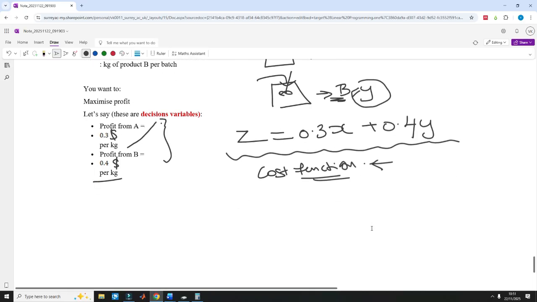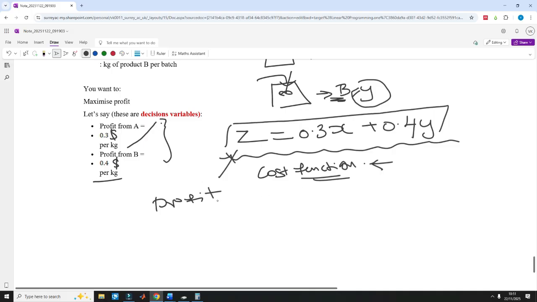In an LPP problem, first we have to obtain this function, which is called the cost function. Either we maximize or minimize. In this case, we need to maximize the profit. This looks like a linear equation, isn't it? 0.3x plus 0.4y equals z, where z is nothing but your profit. Now we need to maximize this linear equation subject to some constraints.